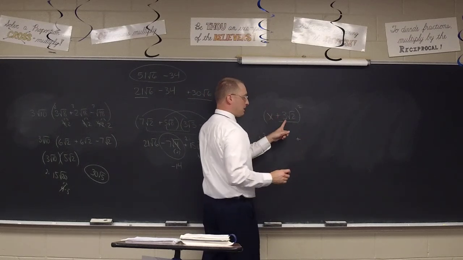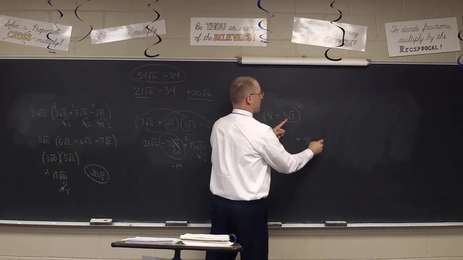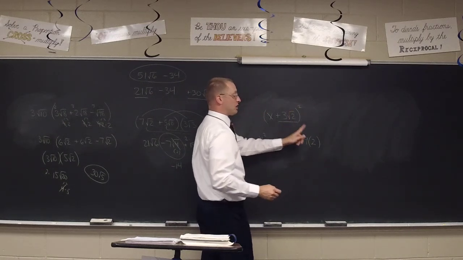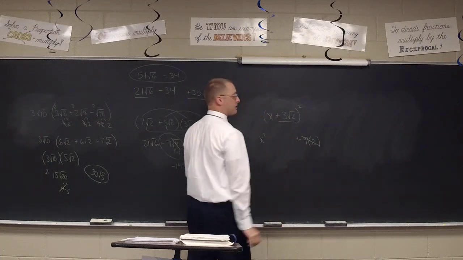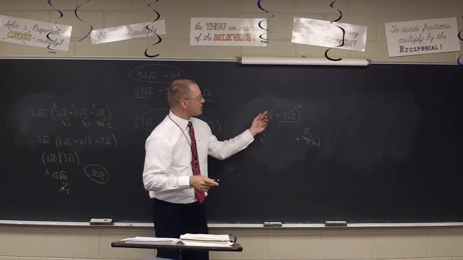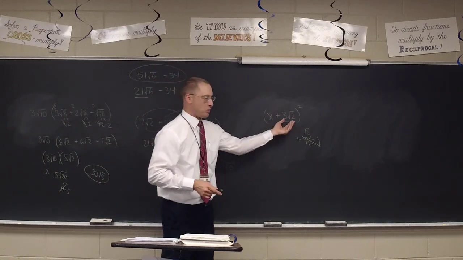When we square the last, I always get what sign? Positive. I square the 3, 9, and I square the square root of 2. When you square the square root, you get the radicand, 2. So really, square the last gives me 18. Then I have to multiply and double. If I just multiply x times 3 square root of 2, what would I get, class?